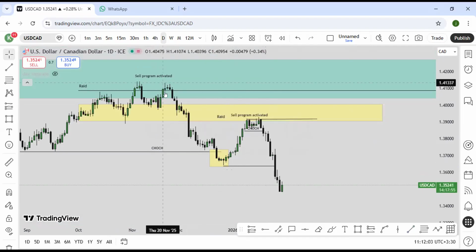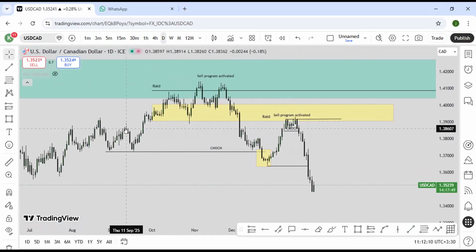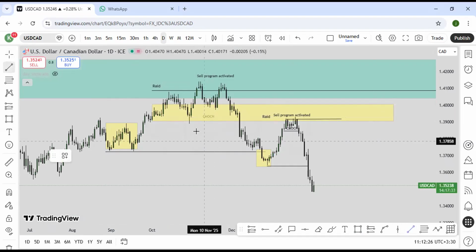Then the same thing happened here. The same move. Are you seeing this move? This move. Price. This was the terminus. You see this? This was our terminus in daily. So we created a sell program activation, a small church, which is this one. Then price came back and we dropped down.